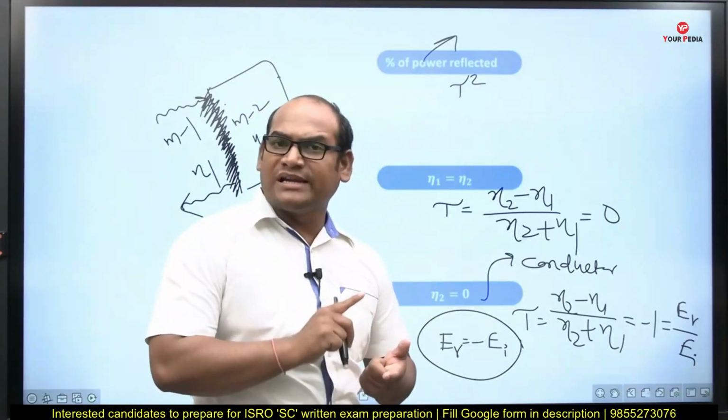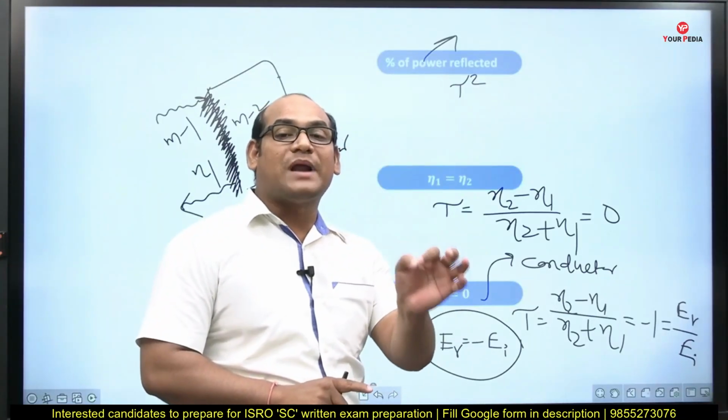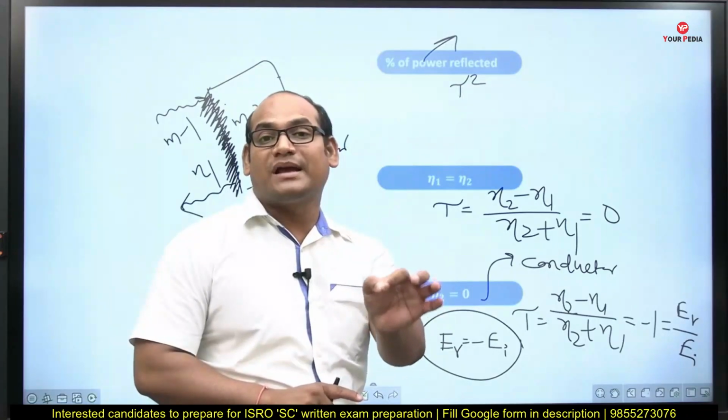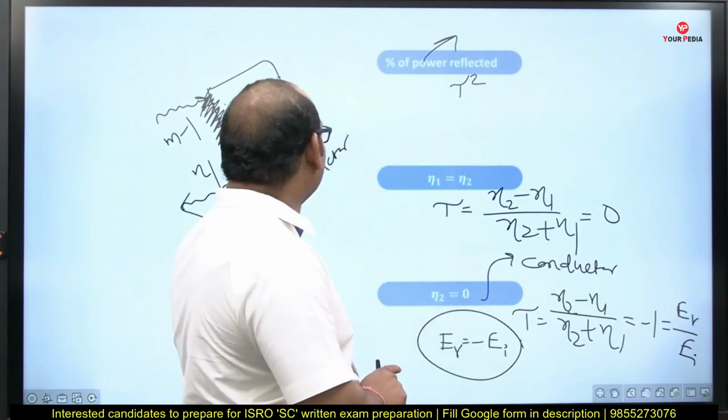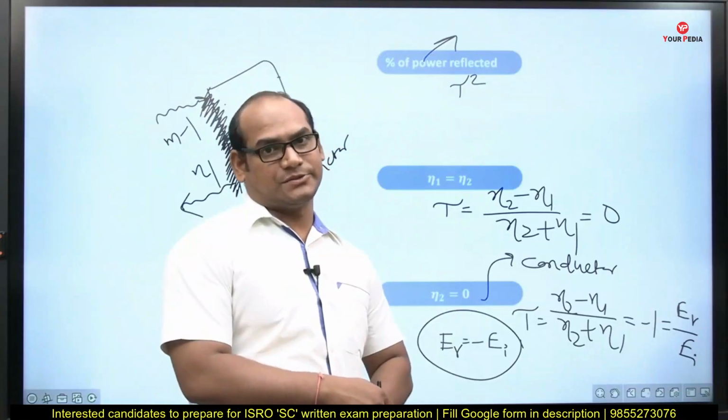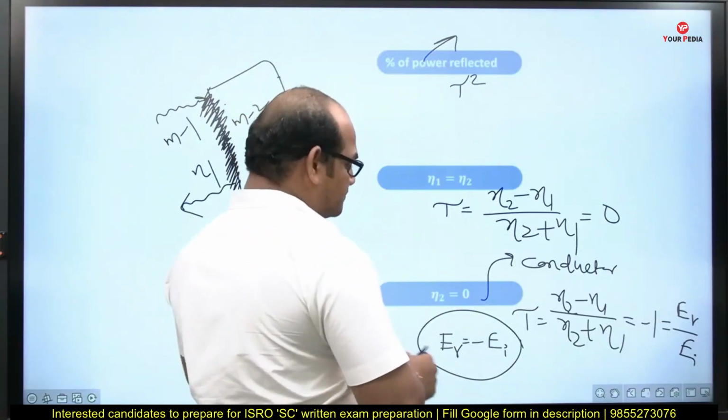So we have one important conclusion: electromagnetic wave propagation is not possible in the conductor. That is what we have to take care. Okay, that is the thing.